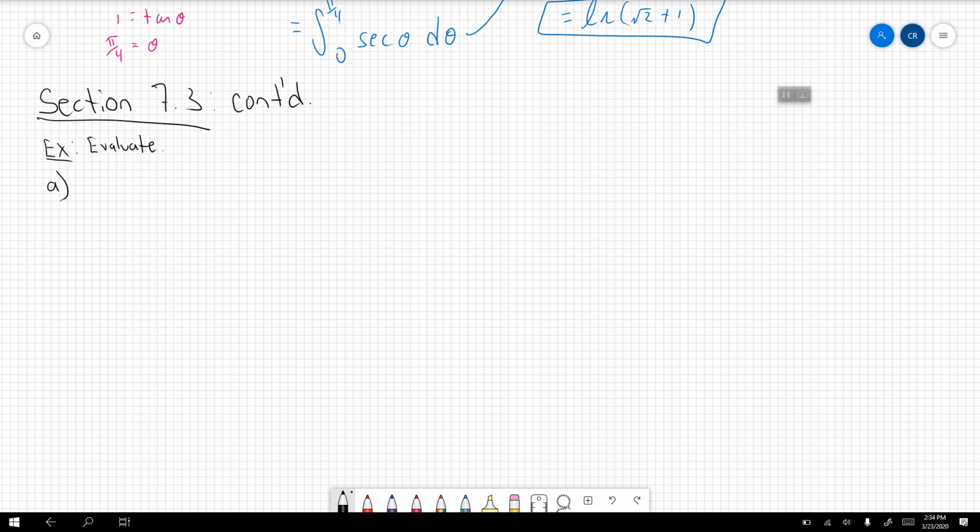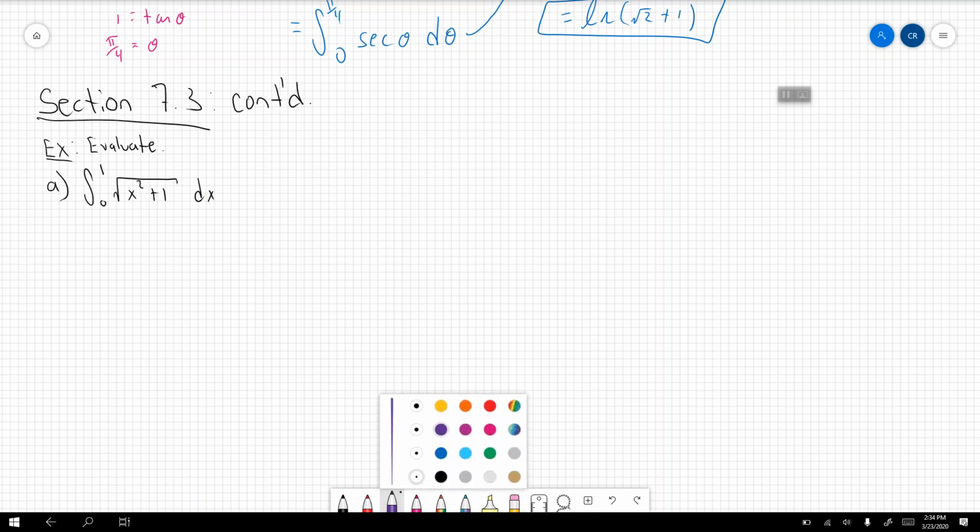So let's start with part A on this example. These are going to be a little bit more challenging. This is going to be the integral from 0 to 1 of the square root of x squared plus 1 dx. We then need to figure out what substitution we need to make here in order to make our lives easier.